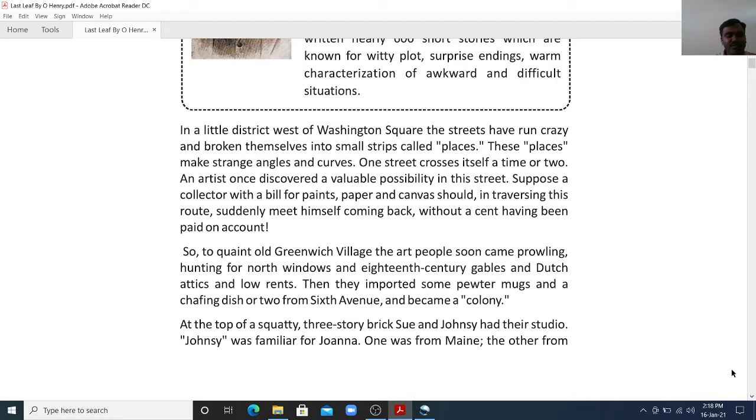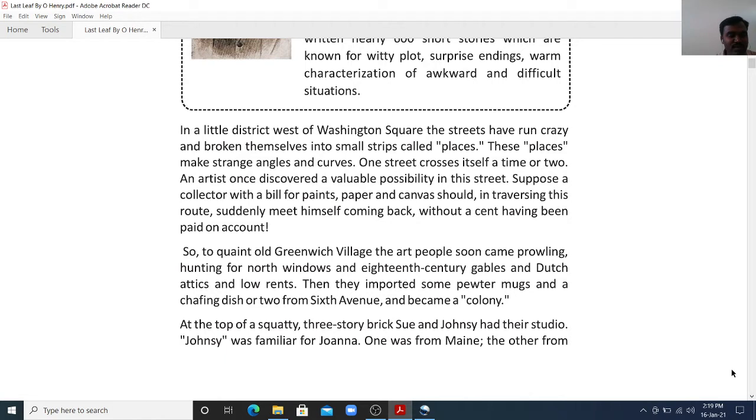hunting for north windows and 18th century gables and Dutch attics and low rents. So they were searching for 18th century gables. Gables means a roof having a triangular shape. Dutch attics is a very unique hut known as a Dutch attic. Having these features, north windows, 18th century triangular shaped roofs, roof windows, and Dutch attics, and also low rents. Then they imported some pewter mugs and a chafing dish or two from 6th Avenue and became a colony.